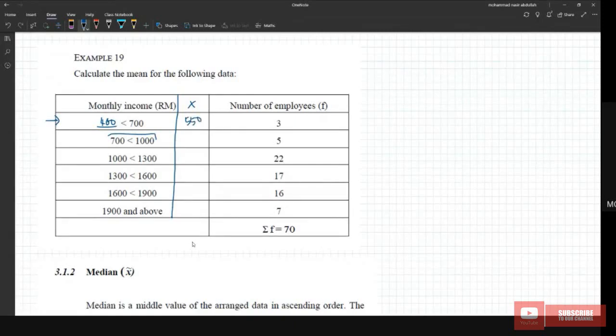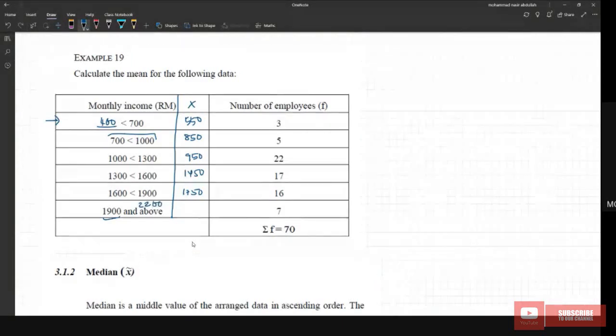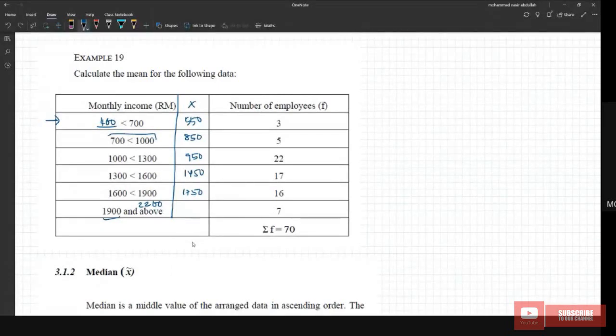700 plus 1000 divided by 2, 850. So this is going to be 950, 1450, 1750. And the last one should be 1900 plus 300 should be 2200. So it should be 2050. So this is the x value and this is the f value, right?